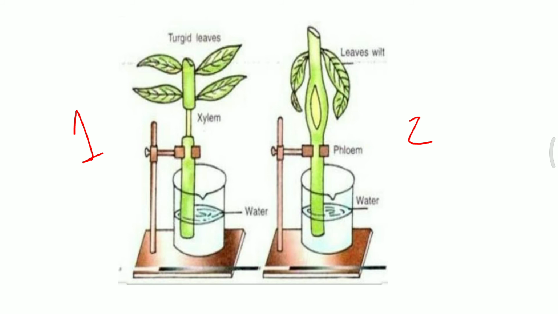Why do we call experimental setup 1 the control? The reason for that is that in this experimental setup, our xylem is intact, and we have to understand the ascent of sap only. So that's why it is the control. There will be no change in the first experimental setup, and we will be observing the change only with respect to the first experimental setup. That's why it is considered to be the control.